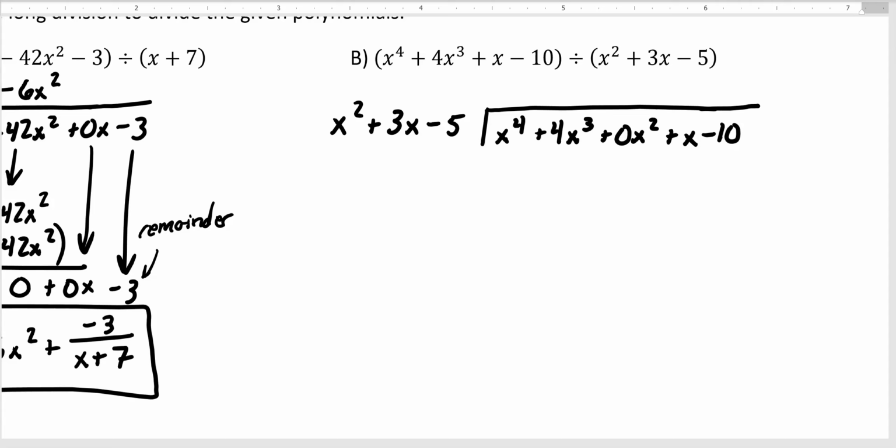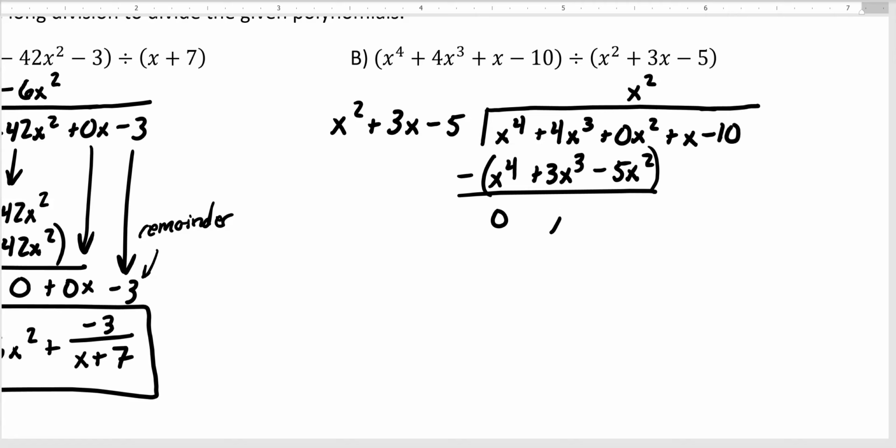So we'd say x squared times what gives me x to the fourth? Well, that would be 1x squared. Multiply it all out, I get x to the fourth, positive 3x to the third, and x squared times negative 5 would be negative 5x squared, and that is going to be what I subtract. So I'll get 0 for my first term. 4x to the third minus 3x to the third is 1x to the third. 0 minus negative 5 would become positive 5x squared, and then of course bring down the plus x.